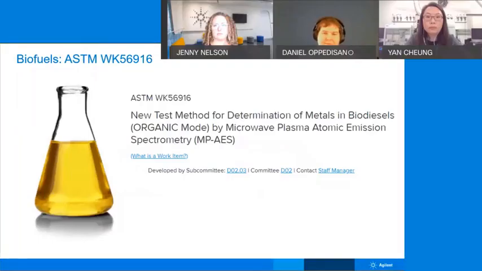And if you give me 1 second, I can share my screen and show you the work item number, which hopefully this will become a final method very soon. So let me switch over to share my screen with you guys. Okay, so now you should be able to see my screen. And you can see that this biofuels method, like I said, is a work item right now. And it's work item 56916. And this is the new test method for determination of metals in biodiesels in organic mode by MPAES.